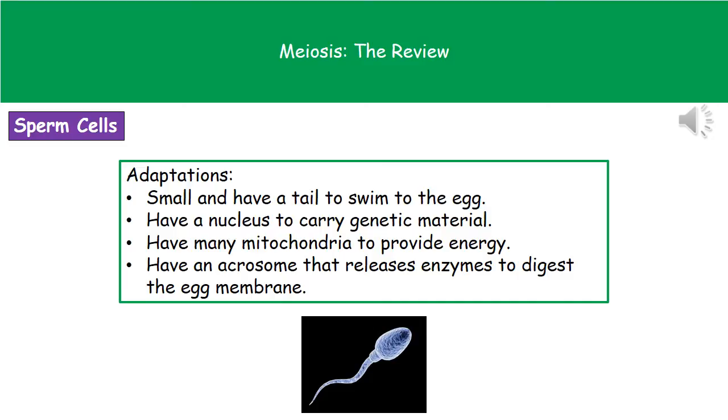Another favourite question that they have on the exam paper is all to do with the sperm cells and their adaptations. Quite often they will ask you to explain how certain adaptations are good for the sperm cell's function. Now that word explain is important because it means you've got to give the adaptation and then say how it helps. Okay, so the adaptations you really need to remember then, first one is it's small and has a tail, and the reason for that is that it allows it to swim to the egg.